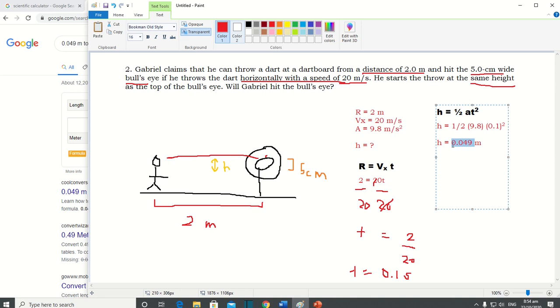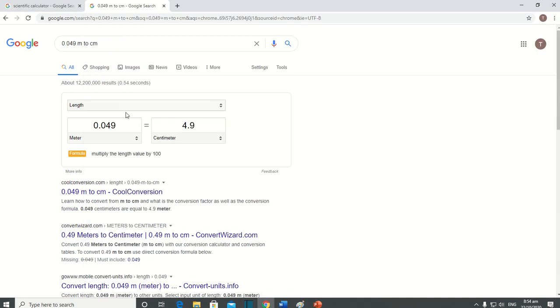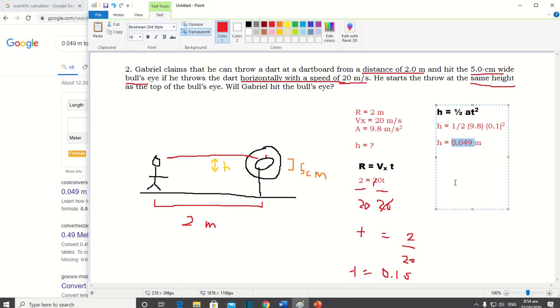So ang next step na kailangan natin gawin is to convert meters to centimeter. Iko-convert natin to. 0.049 meters is equivalent to 4.9 centimeter. And this is a good thing kasi hindi siya sumobra sa 5 cm. So, ang nakuha nating height ng projectile is 4.9 cm. And then, nangangahulugan lang yon na matatamaan ni Gabriel yung bullseye. So, sulat natin dito, Gabriel will hit the bullseye.